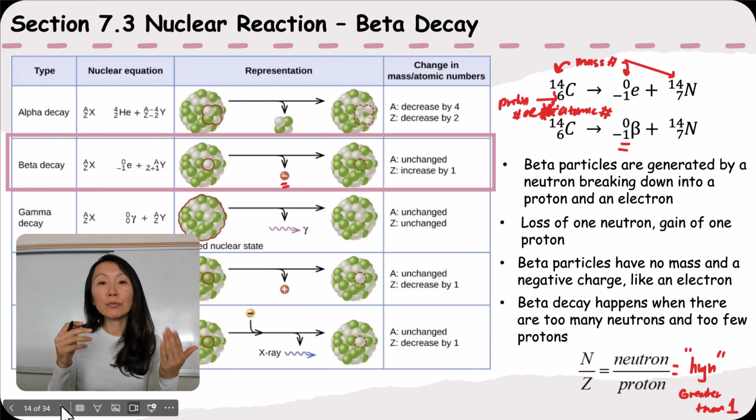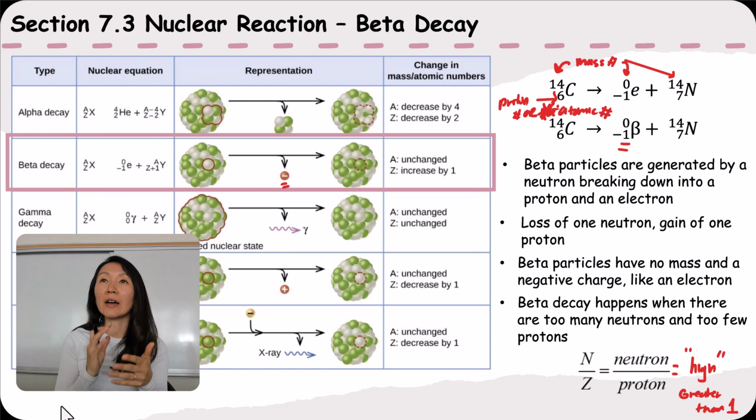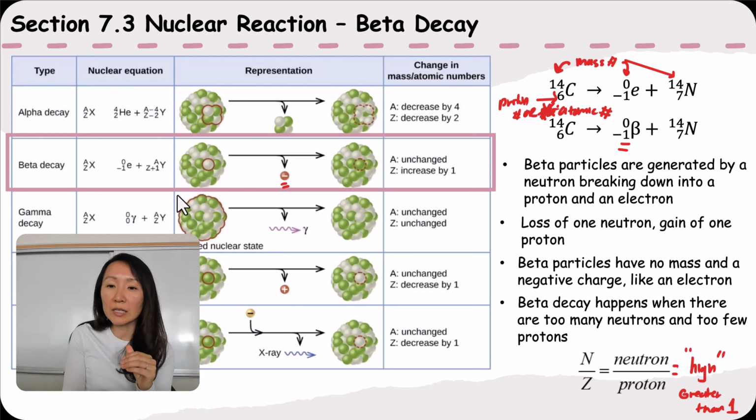If you have too many neutrons, there is a lot of instability, and also if you have too few protons, same thing, and they'll go through what is called beta decay.